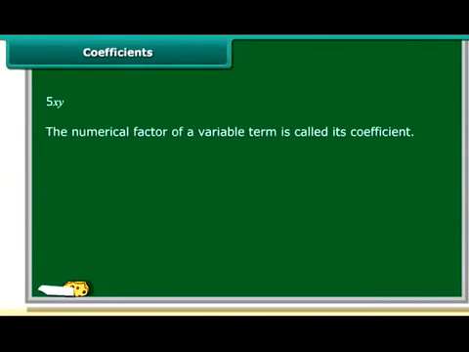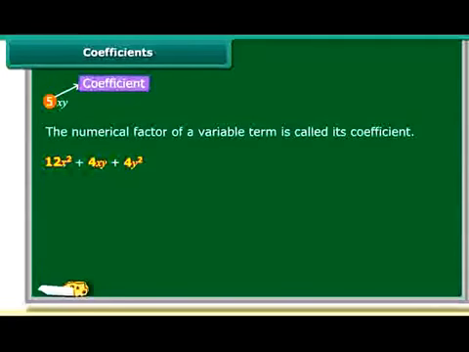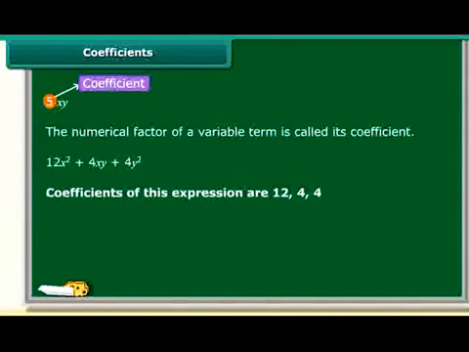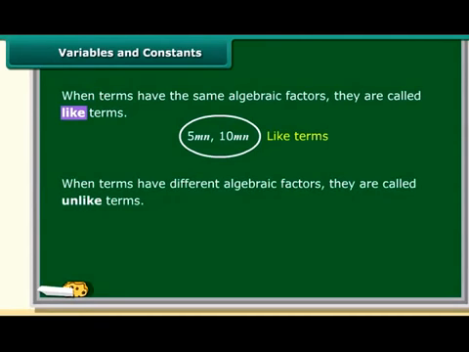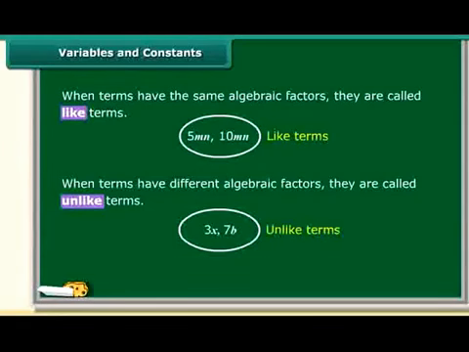The numerical factor of a variable term is called its coefficient. See, in the term 5xy, 5 is the coefficient of the whole term. Let us take this expression 12x squared plus 4xy plus 4y squared. It has 3 terms and the coefficients are 12, 4, 4. When terms have the same algebraic factors, they are called like terms, and when terms have different algebraic factors, they are called unlike terms.